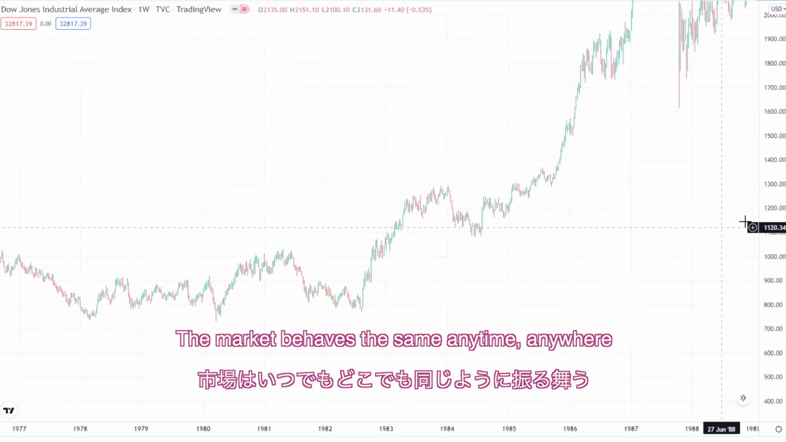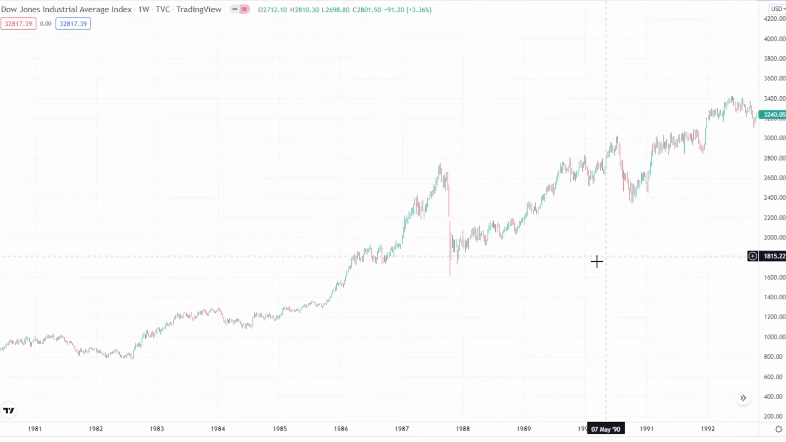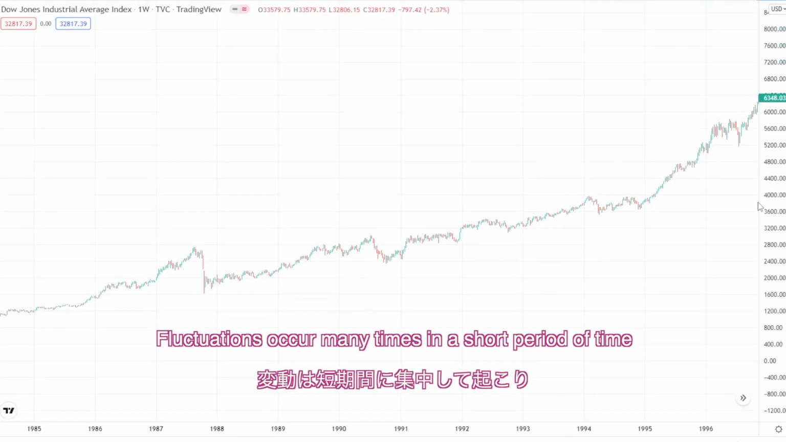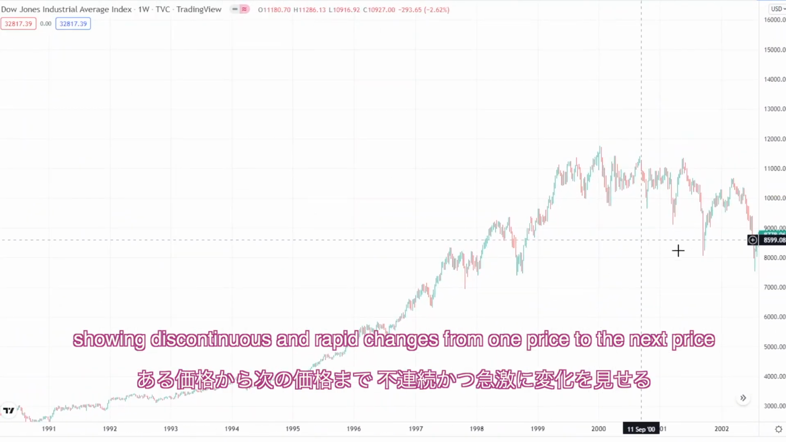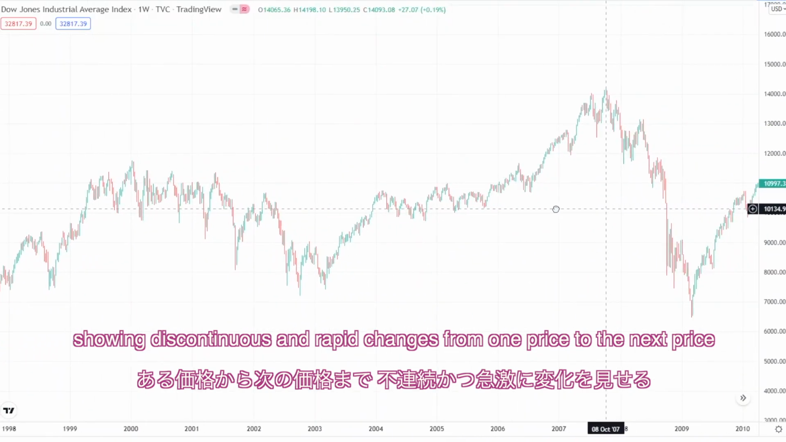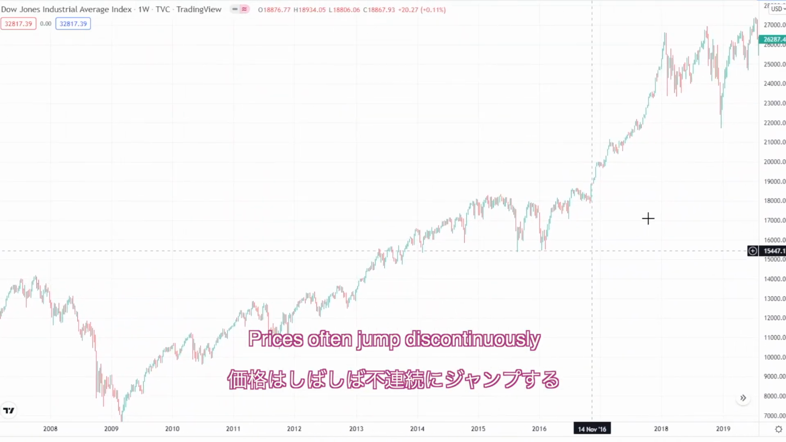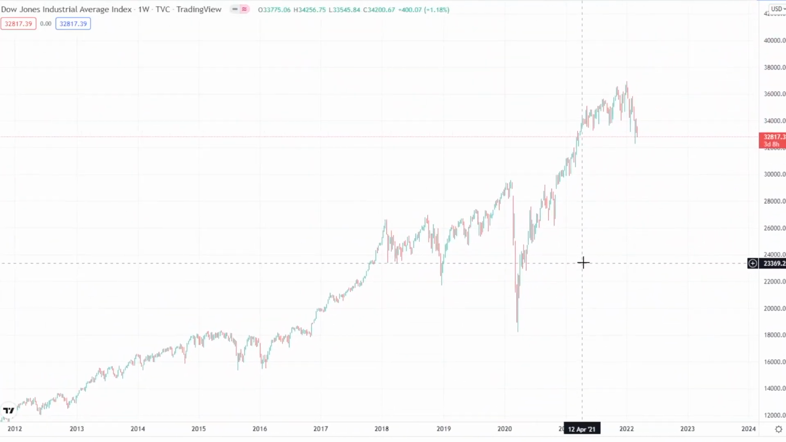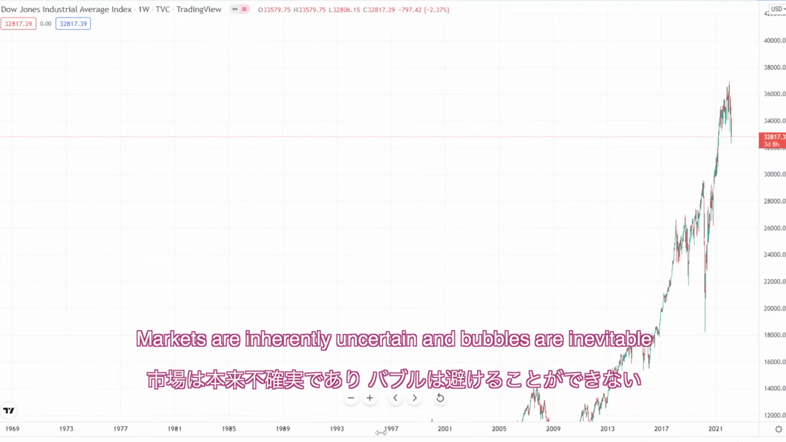The market behaves the same anytime, anywhere. Fluctuations occur many times in a short period of time, showing discontinuous and rapid changes from one price to the next price. Prices often jump discontinuously. Markets are inherently uncertain, and bubbles are inevitable.